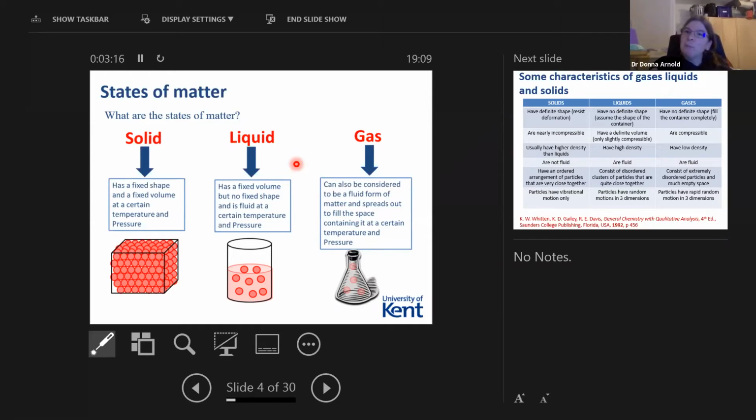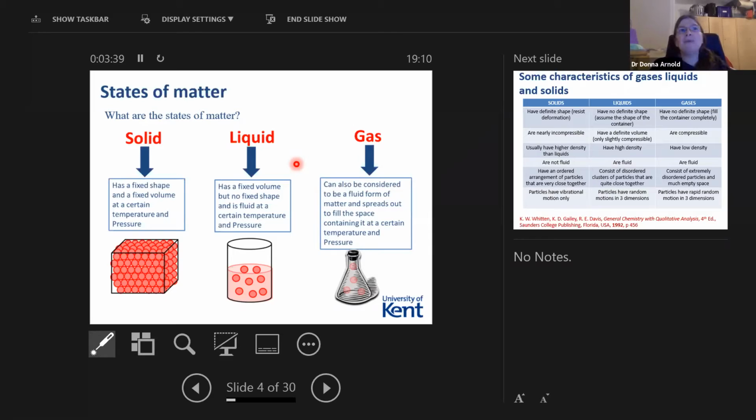If I took a bottle of Diet Coke and I tipped that into a glass, my liquid would now take up the shape of the glass. So it has a fixed volume. It's still going to have the same amount, but it's going to take the shape of the container that I put it in. It's quite fluid. It can move around, hence I can tip it from one container to another. And again, this is at a certain temperature and a certain pressure.